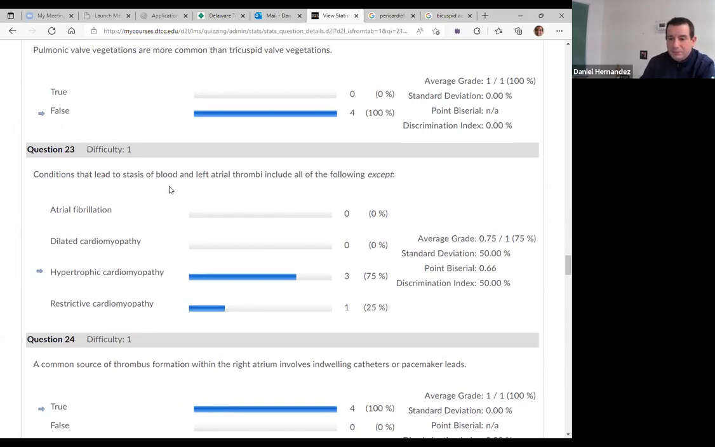Conditions that lead to stasis of blood and left atrial thrombi include all the following except. So that's going to be hypertrophic cardiomyopathy. With hypertrophic cardiomyopathy, we typically don't have dilated chambers. So good that you guys recognize AFib, definitely associated with left atrial thrombi and stasis of blood. Restrictive cardiomyopathy, definitely you're going to have biatrial enlargement, which will lead to stasis of blood and left atrial thrombi development. Dilated cardiomyopathy, definitely.